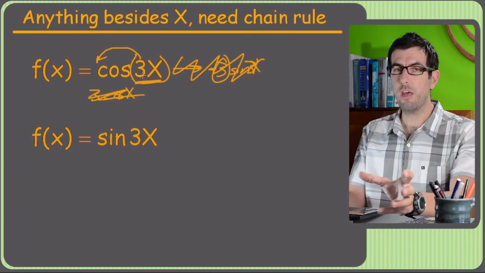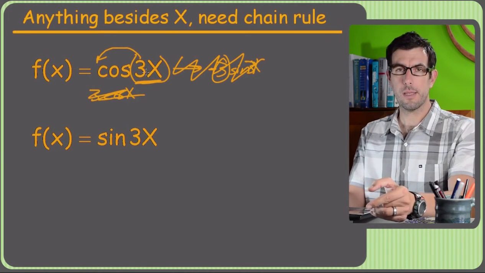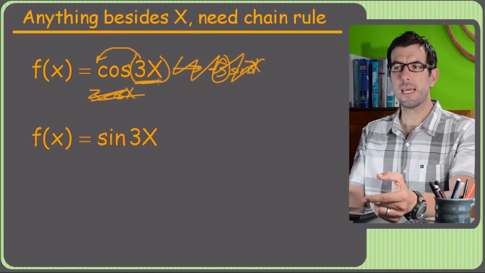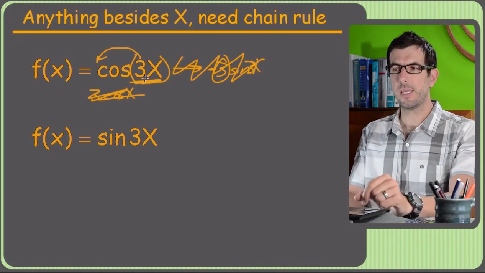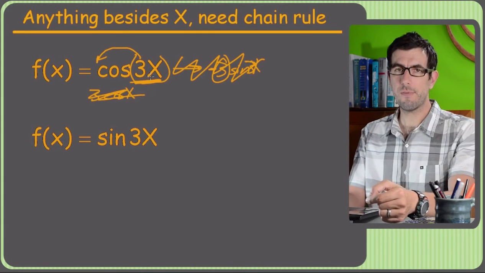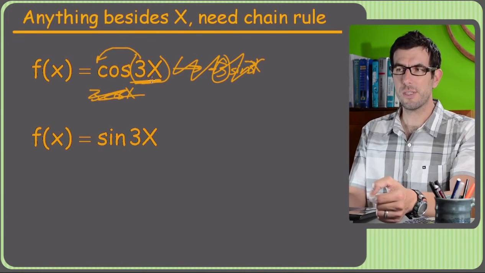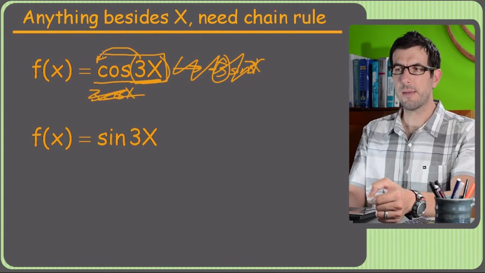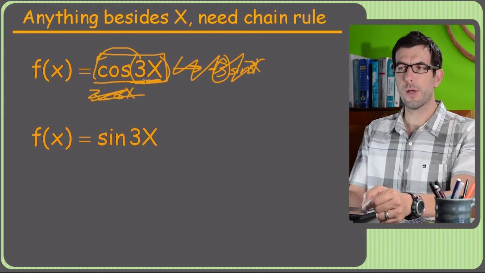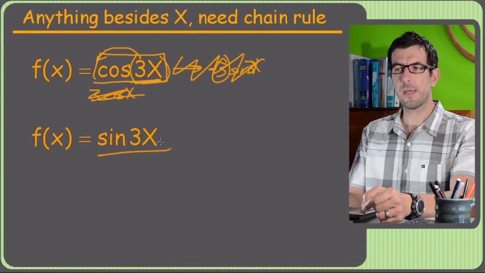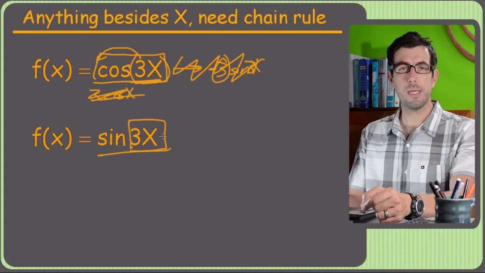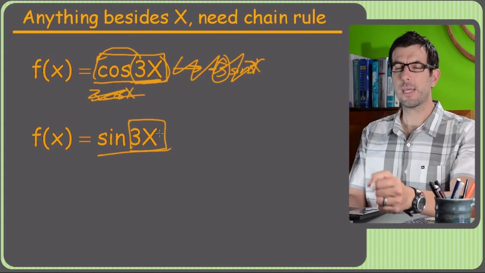Now, whatever the cosine is being taken of, like cosine of 3x, whatever I just said after the word "of" is called the argument of the trig function. You cannot touch this. You can't cancel anything out of it, can't multiply it by anything else. This is an inseparable unit. So you can't just go around pulling the 3 out willy-nilly. Same thing here, sine of 3x. Once again, we have an argument besides just x, so we've got to use the chain rule.